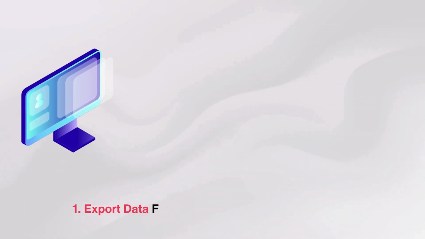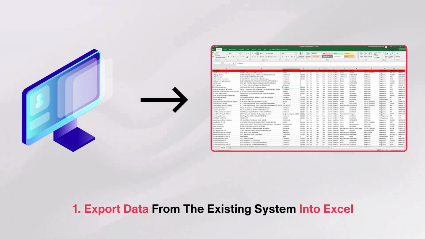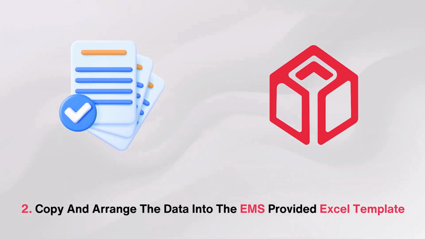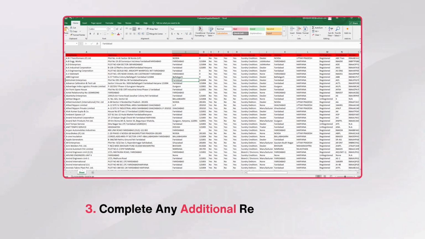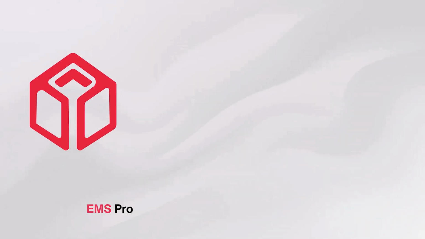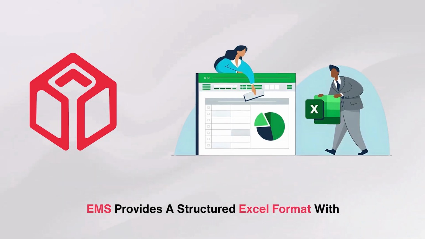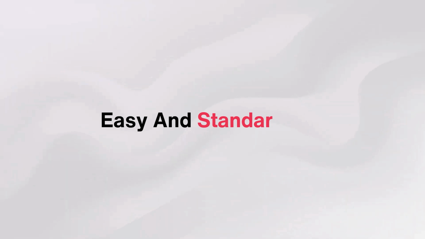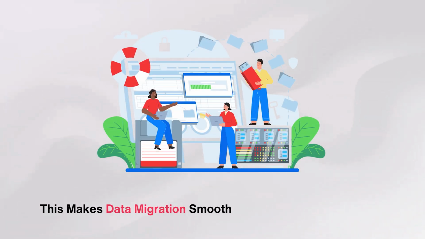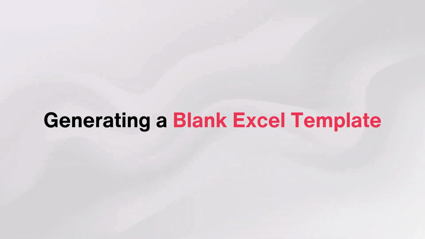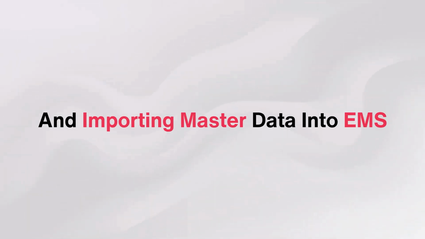1. Export data from the existing system into Excel. 2. Copy and arrange the data into the EMS provided Excel template. 3. Complete any additional required columns. 4. Import the file into EMS. EMS provides a structured Excel format with clearly defined columns, making data formatting easy and standardized. This makes data migration smooth, structured, and controlled. Let us now understand the step-by-step process of generating a blank Excel template and importing master data into EMS.